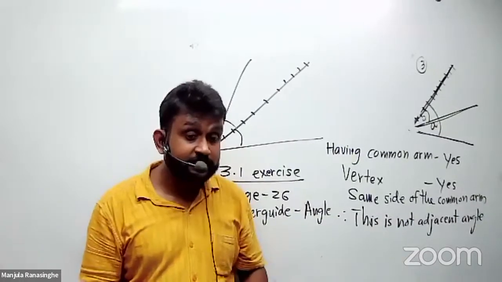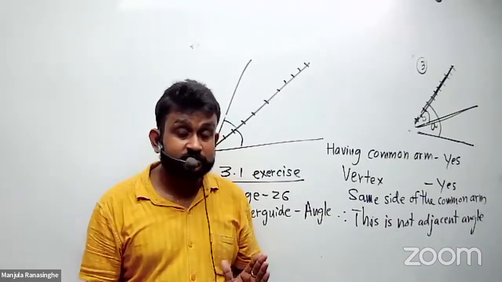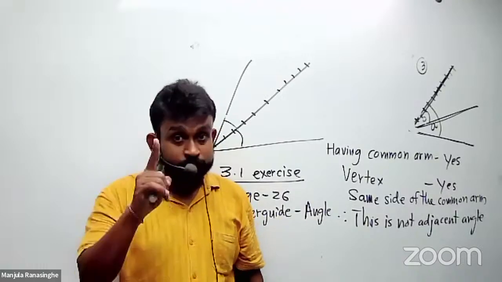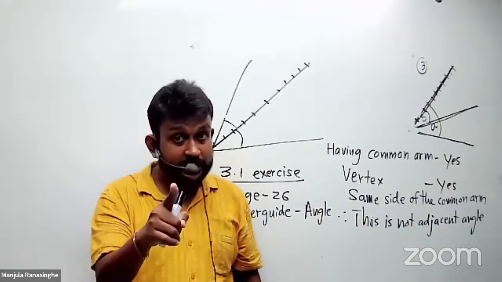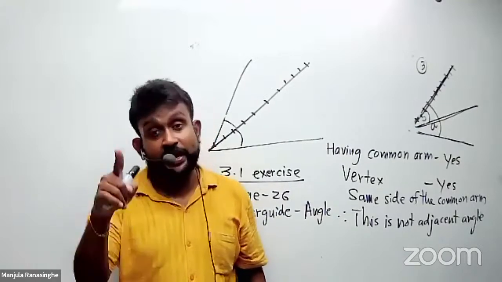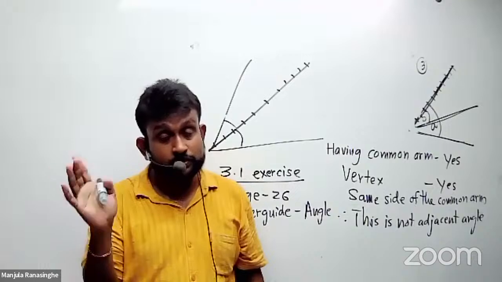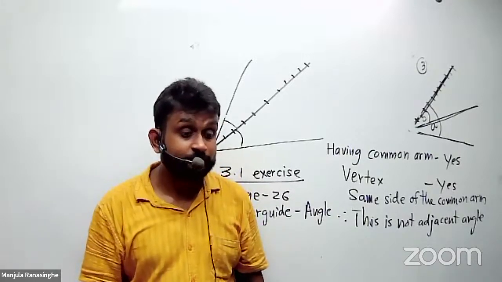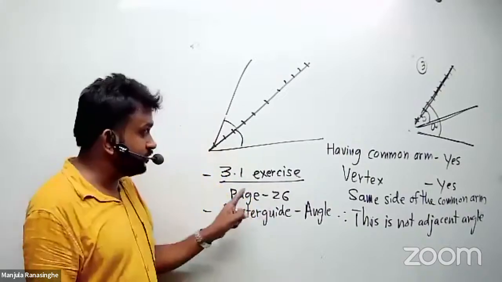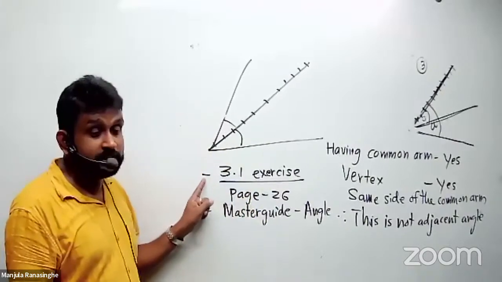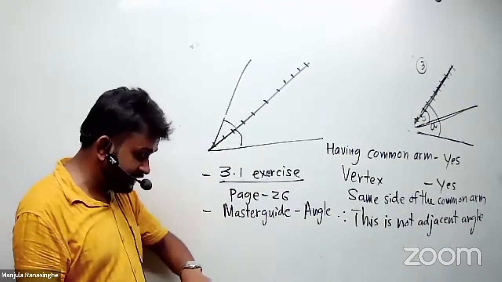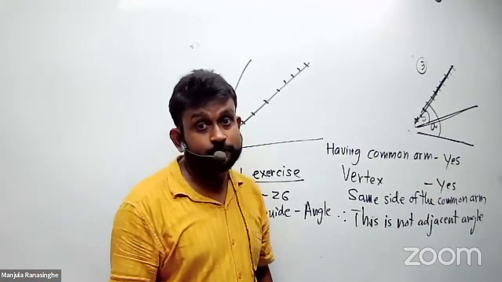Right, adjacent angles, we discussed three conditions to be satisfied. What are they? A common arm, a common vertex, and the angles shall lie on either side of the common arm. So that's the concept. These are the homeworks for this week: exercise 3.1, write it down, and the master guide angle lesson.